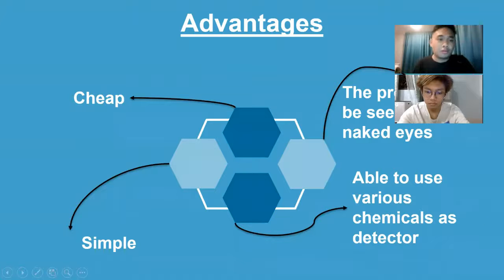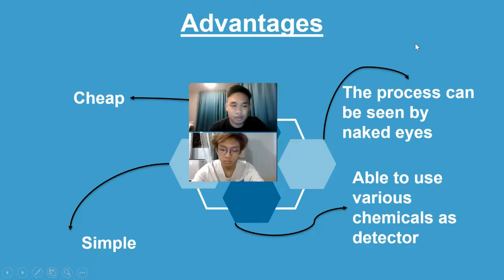For the advantages, first, TLC is used because it is cheap, because it does not involve too much apparatus and machinery. Then it is simple, because it is easy to install or run. After that, the process can be seen by naked eyes, as in my previous slide, the work is done manually without any machine. The result can also be seen easily with our naked eyes. And lastly, it is able to use various chemicals as detectors.